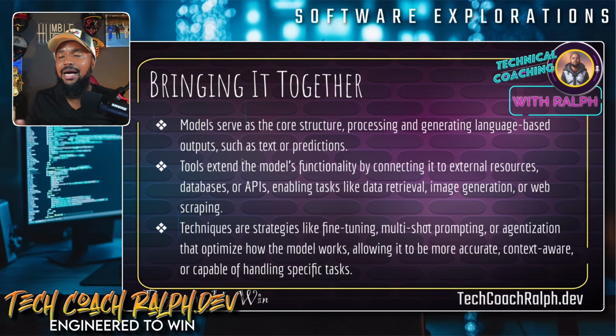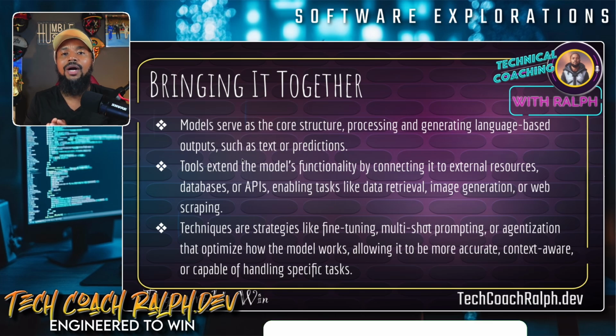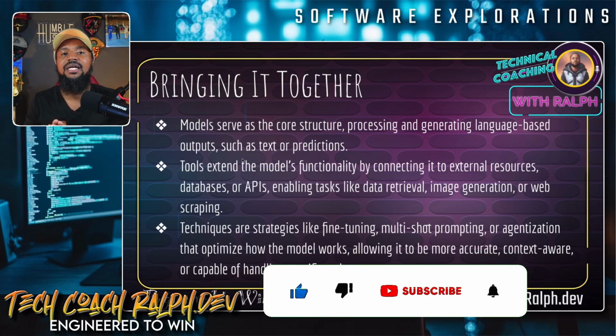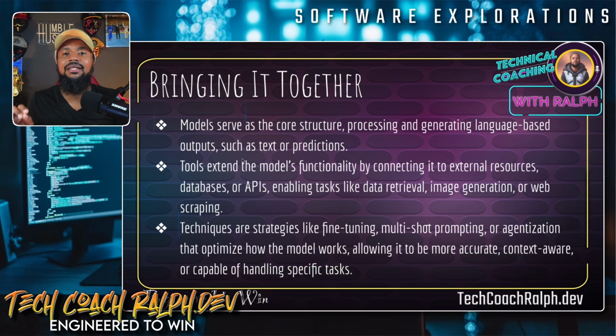Now, let's bring it all together. How do all these relate to one another, right? So the model serves as the core structure, processing and generating language-based outputs such as text or predictions. Now, the tools extend the model's functionality by connecting it to external resources, databases, or APIs, enabling tasks like data retrieval, image generation, or web scraping. And lastly, techniques are strategies like fine-tuning, multi-shot prompting, or agentization that optimize how the model works, allowing it to be more accurate, context-aware, or capable of handling specific tasks.